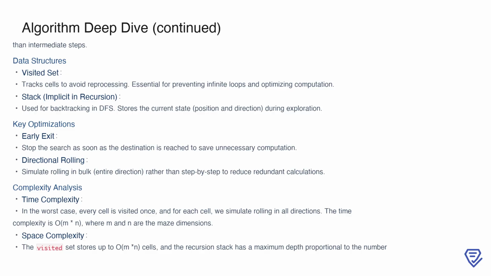Another optimization is directional rolling, where the ball moves in bulk in one direction until it hits a wall, rather than moving step by step. This reduces computational overhead by eliminating redundant checks. For the time complexity, in the worst-case scenario, every cell in the maze is visited, and for each visited cell, the ball is rolled in all 4 directions. This results in a time complexity of O(m*n), where m and n represent the maze dimensions. The space complexity is also O(m*n), as the visited set in the recursion stack can grow proportionally to the number of cells in the maze.